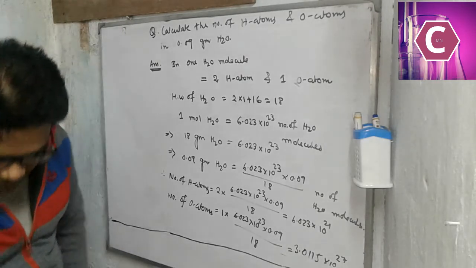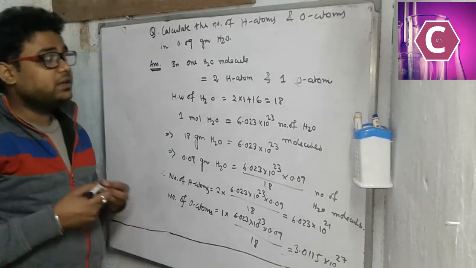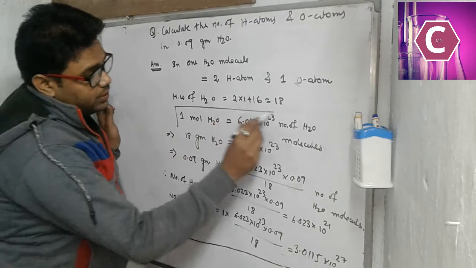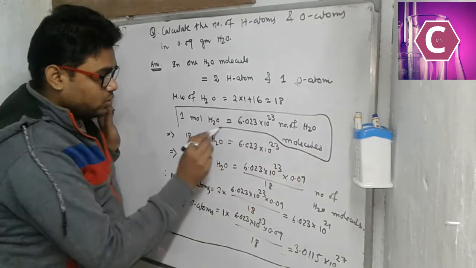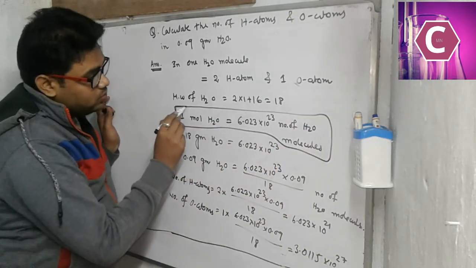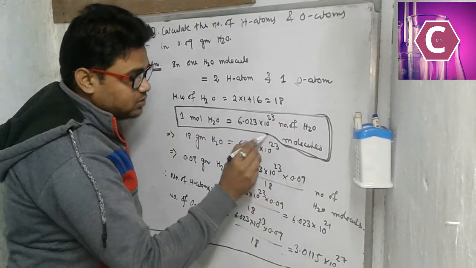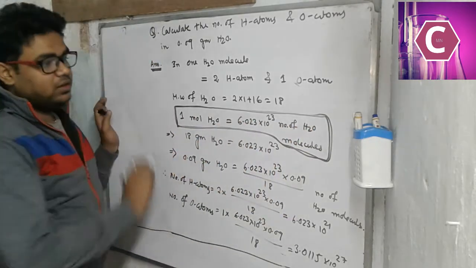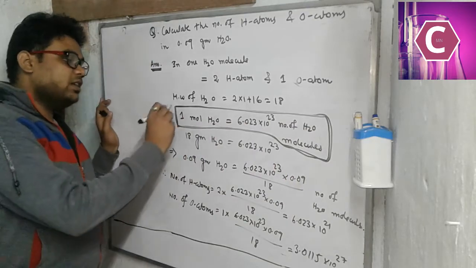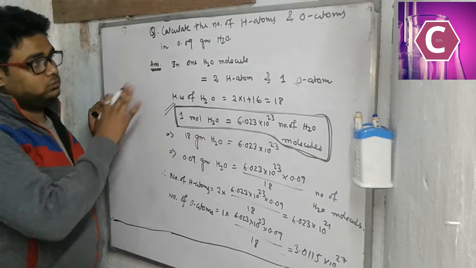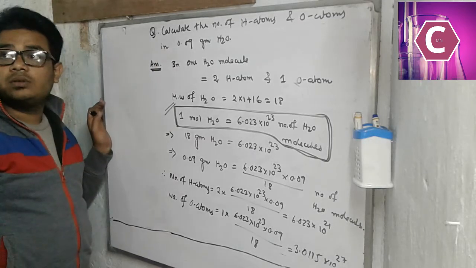So this is a little bit tricky. We have to always think about mole concept problems in this way, using this relation. So this is the main relation to calculate the given property. Okay.